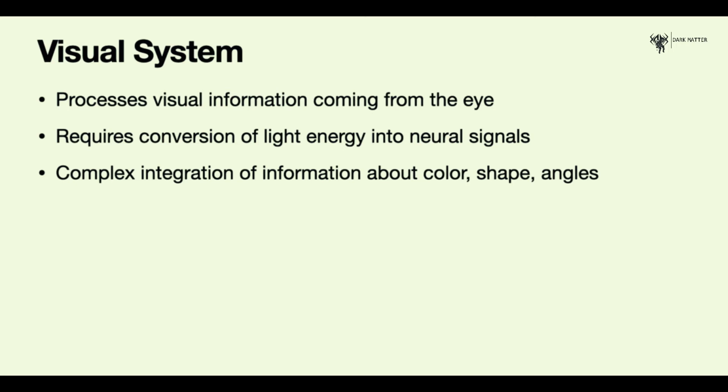The visual system starts with the eye. For the information to reach the brain and be processed, the neurons in the eye must convert light energy, or photons, into neural signals. Thereafter, through pathways in the brain, it will be possible to integrate information from different neurons in order to produce a meaningful image that contains all of the separate information, like information about color, shape, or angles.